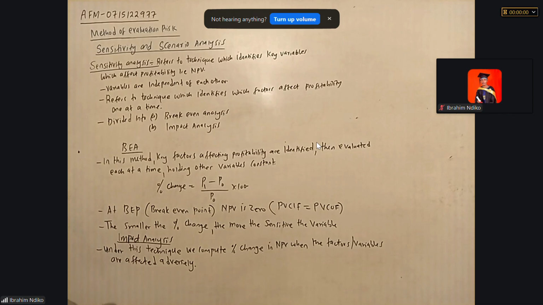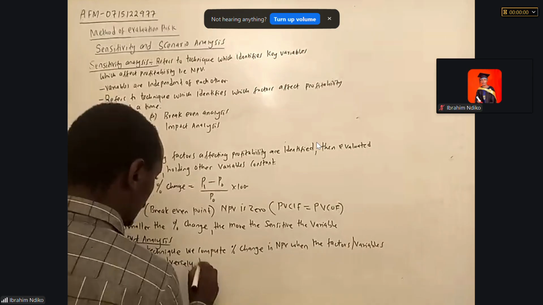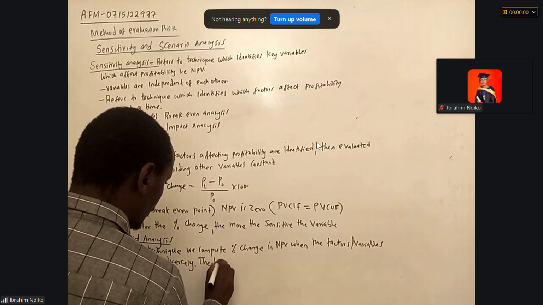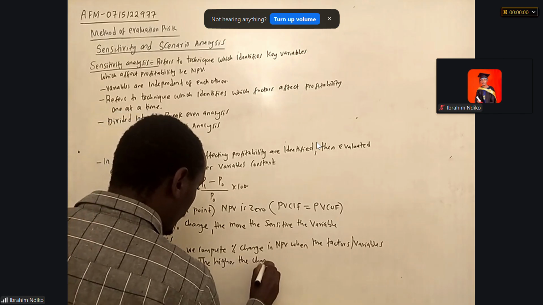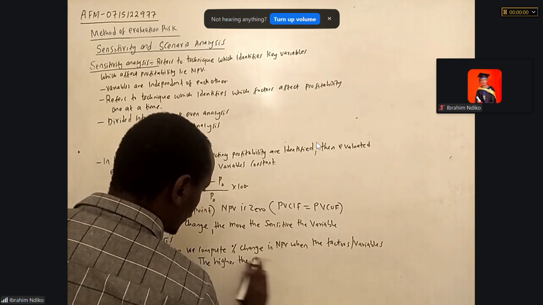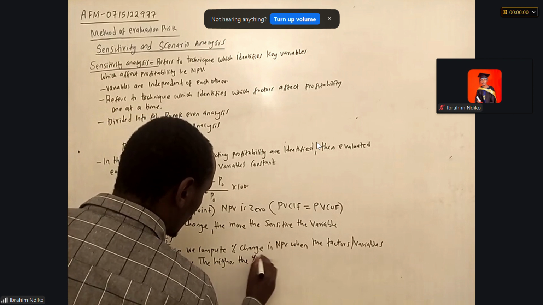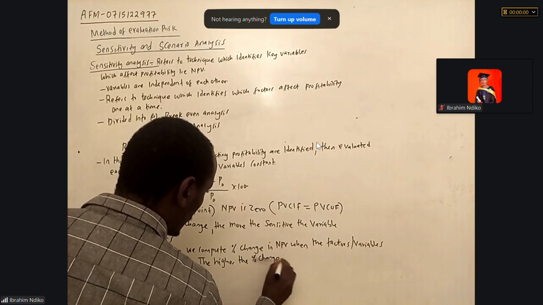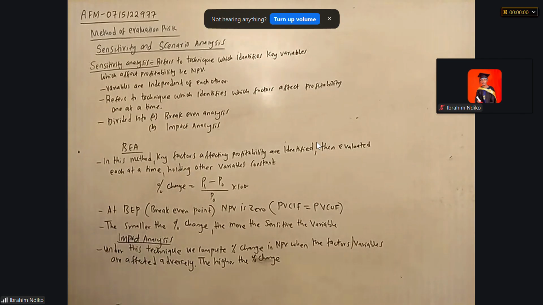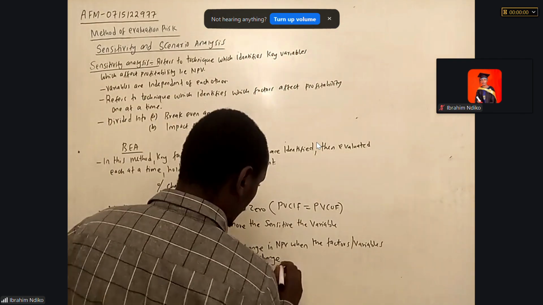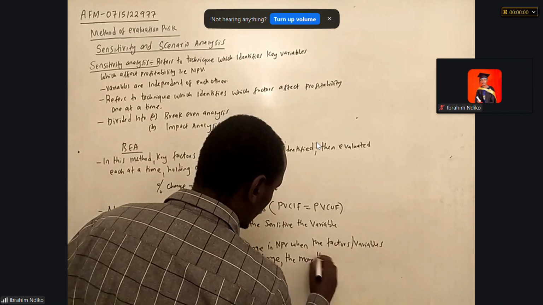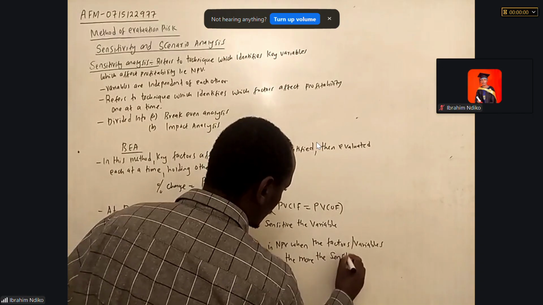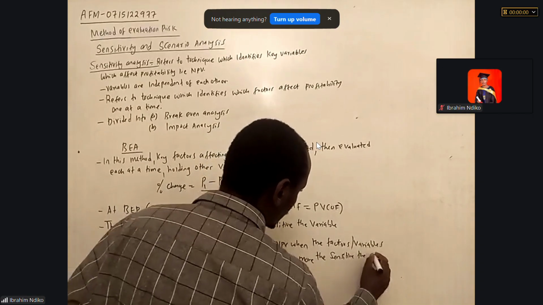Now, the higher the change for impact, the higher the percentage change, sorry. So the higher the percentage change, the more sensitive the variable is.